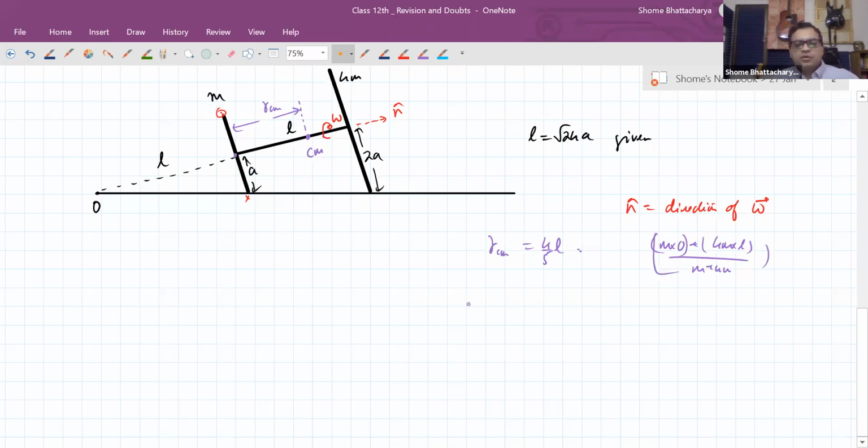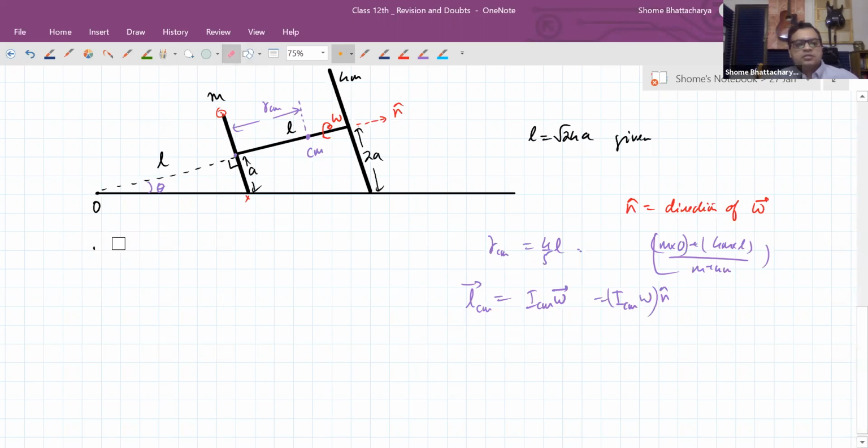So the angular momentum about the center of mass will be ICM into omega, and the axis of that omega will be the n cap that I have shown. Okay, it's like this. That axis is, let's say, at theta to the ground, and you can see that theta is such that, sorry, tan theta is A by L, my mistake.